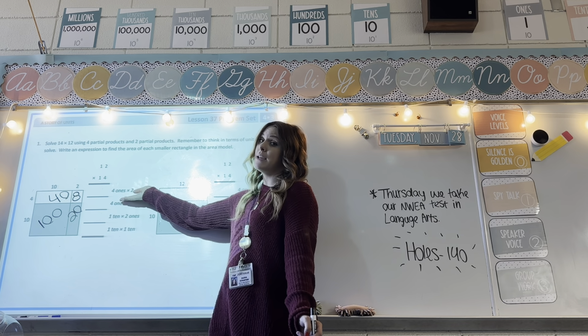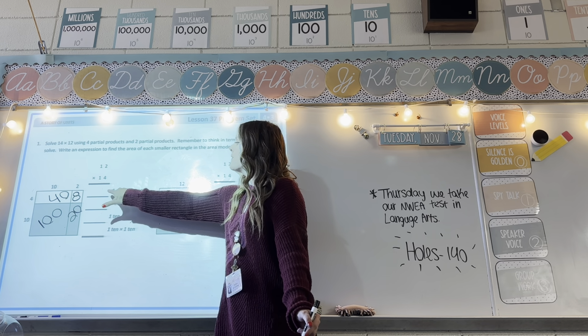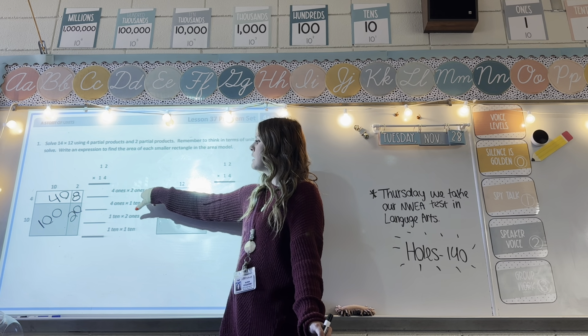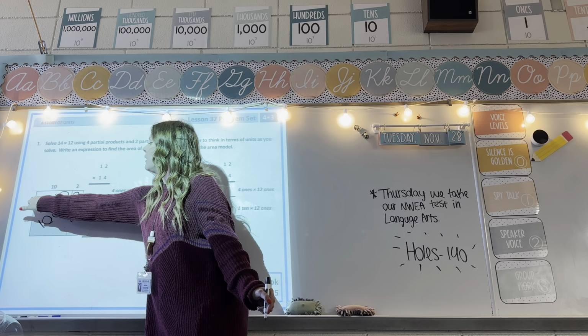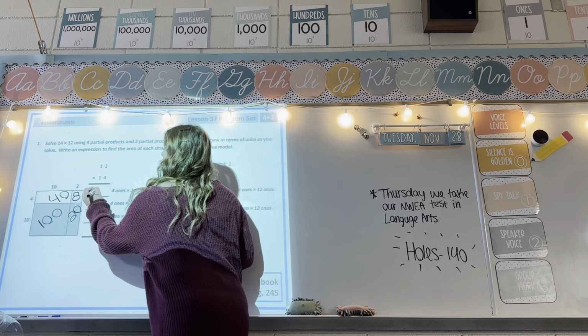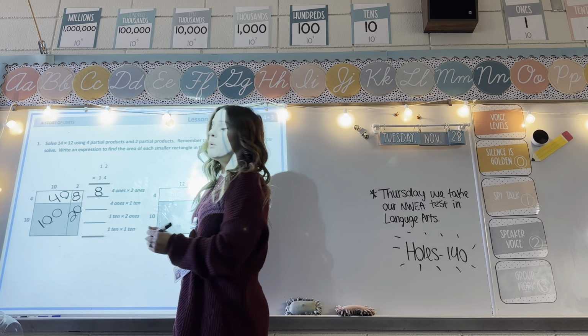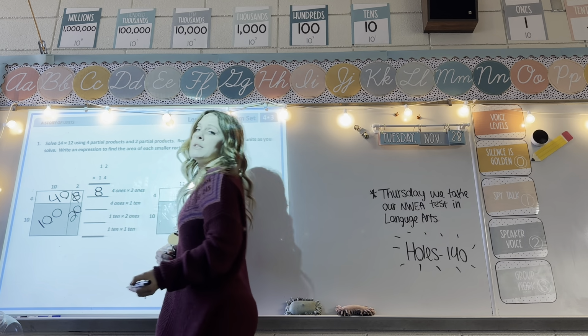So we are now looking at words. This says 4 ones times 2 ones. That's saying 4 times 2. So we're gonna go ahead and put our 8 in here because that's the box that we found. That was this one. If you wanna cross it out because you already got that one, that's okay too.